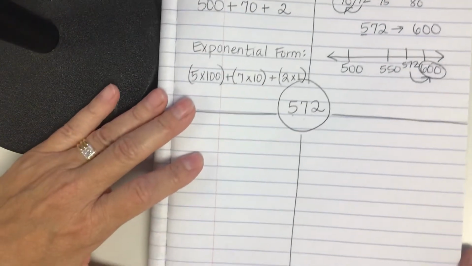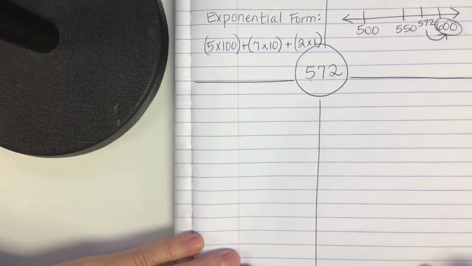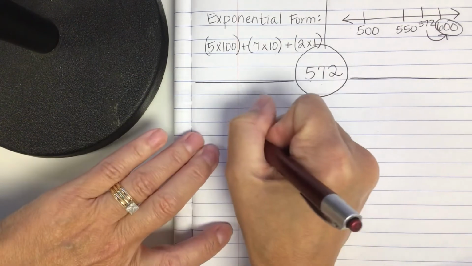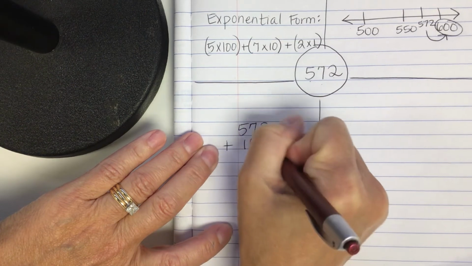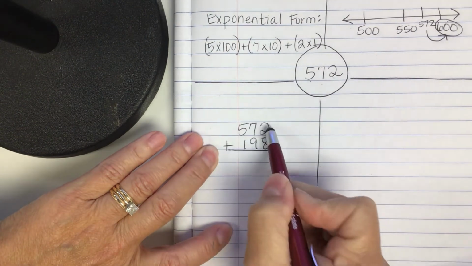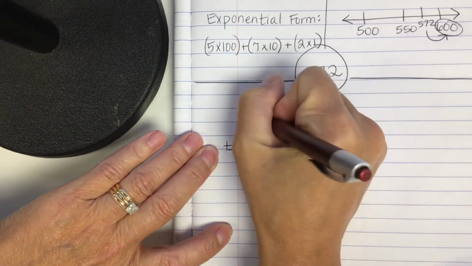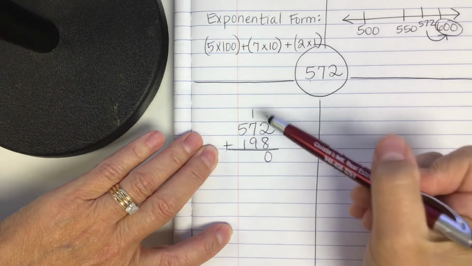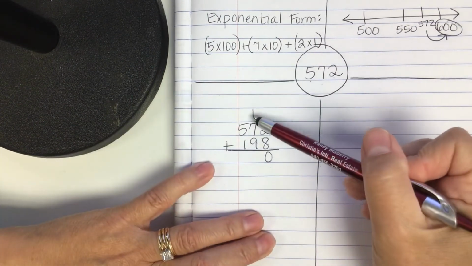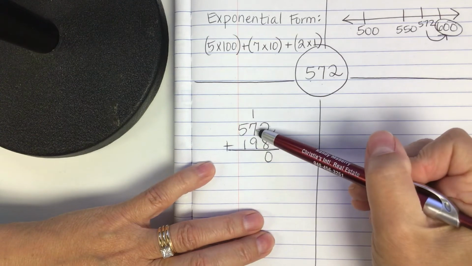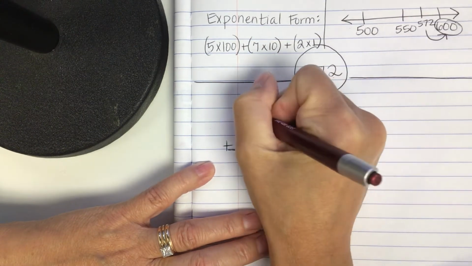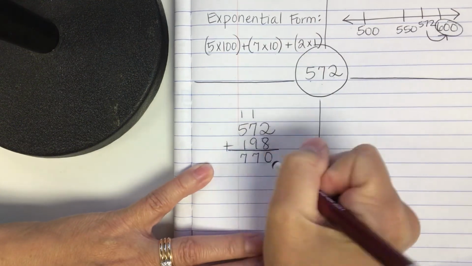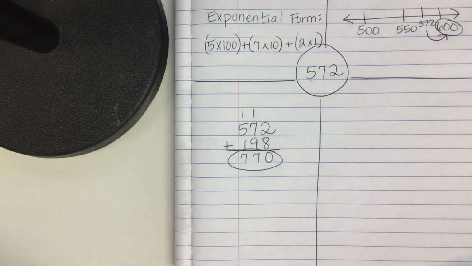All right, the next one asks us to add 198 to the number. So I'm going to start with 572, and then I'm going to add 198. 8 plus 2, well, that's 10. So I'll put my 0 down, carry my 1 into the next column because it's a 10. 1 plus 9 is 10. I always make my 10s if I can. Plus 7 would be 17. Carry my 1, and that would be 7. So 770.